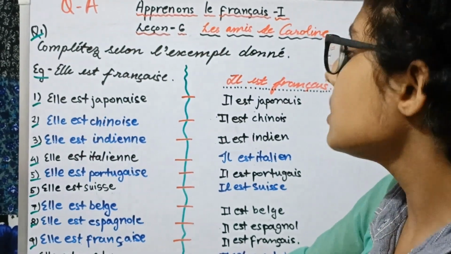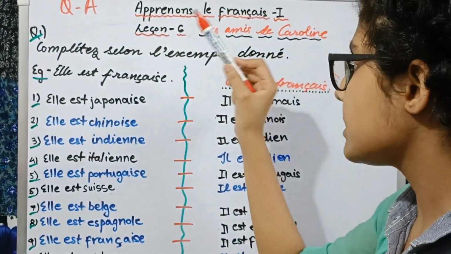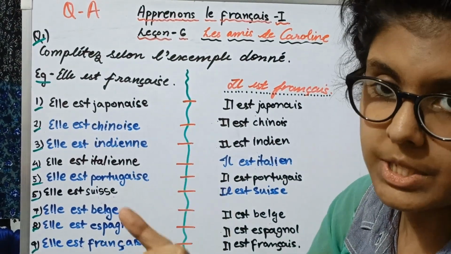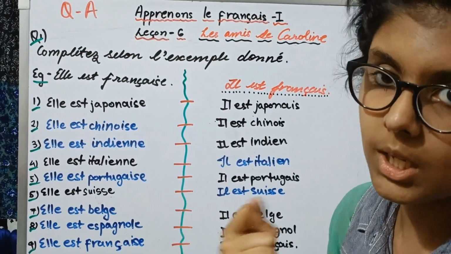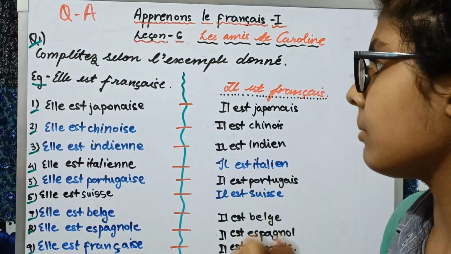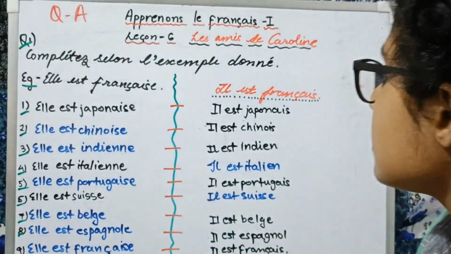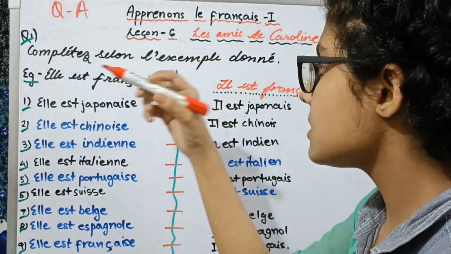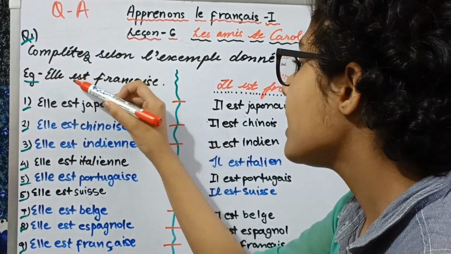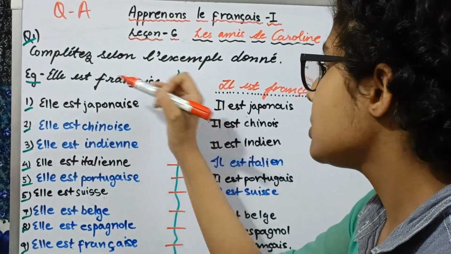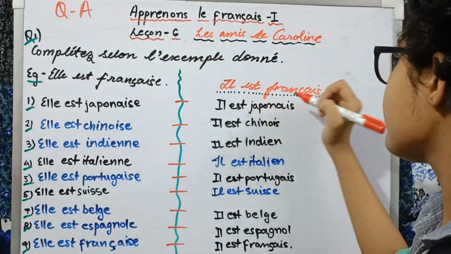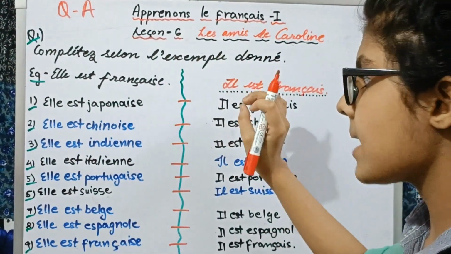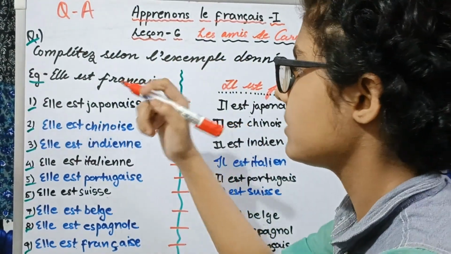So all the questions that we are going to see in lesson number 6 are related to what we have learned in the chapter, which are the nationalities, and then we have les articles définis and the things that we have learned in the earlier chapters. So the first question is related to the nationalities. The example given to us is Elle est française, she is French. Il est français, he is French. So now we have understood the example and let us go on to the first part.